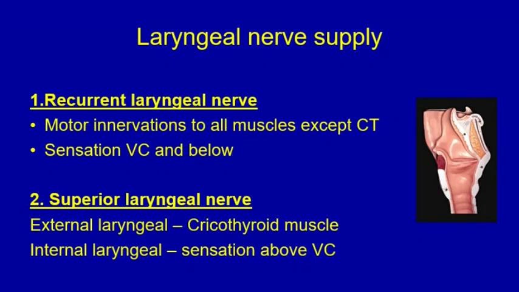The larynx is supplied by 2 nerves: the recurrent laryngeal nerve, which innervates all the muscles of the larynx except the cricothyroid, and also gives sensation to the vocal folds and everything below the vocal folds, the glottis and the subglottic space. The other nerve is the superior laryngeal nerve, which has 2 branches. The external branch of the superior laryngeal nerve is called the external laryngeal branch, and this moves the cricothyroid muscle, and the internal branch of the superior laryngeal nerve gives sensation above the level of the vocal folds.